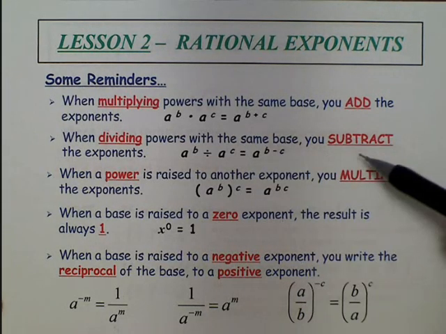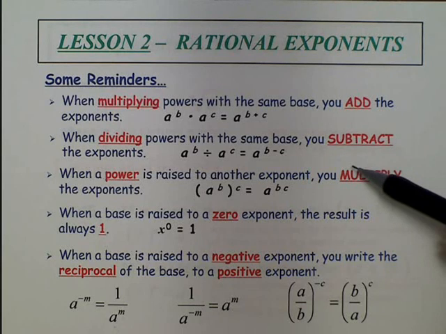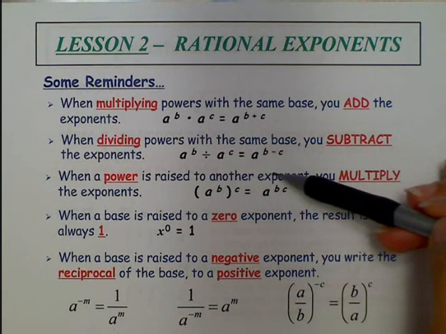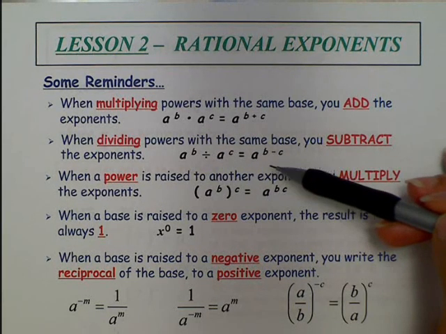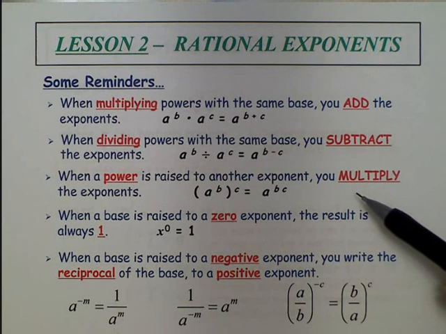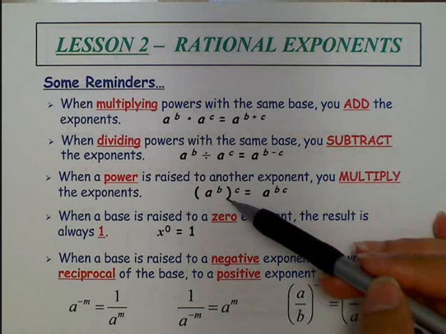When dividing powers with the same base, you subtract the exponent. So this is the quotient rule that you learned in grade 9. So if you have a to the exponent b divided by a to the exponent c, you get a to the exponent b minus c. The power of a power rule, when a power is raised to another exponent, you multiply the exponents. So you have a to the exponent b multiplied with c.